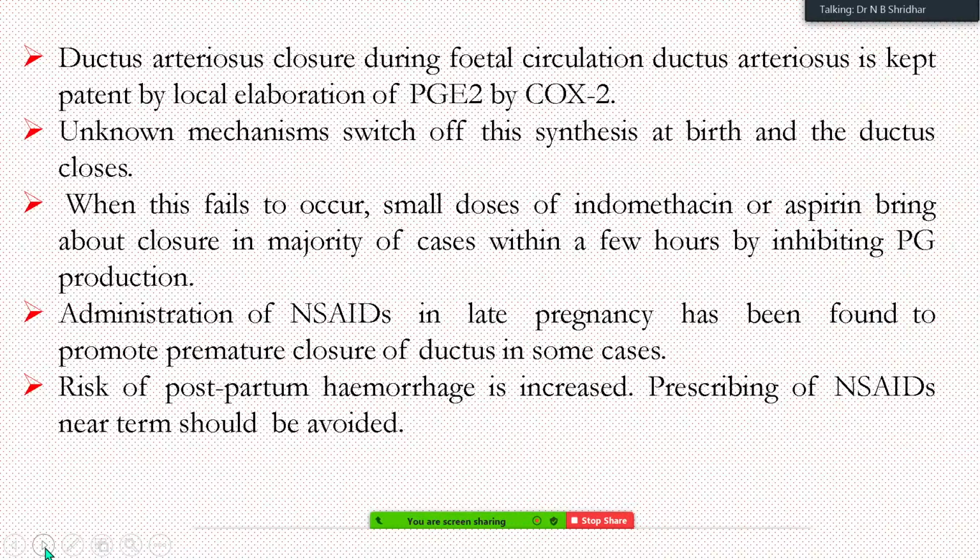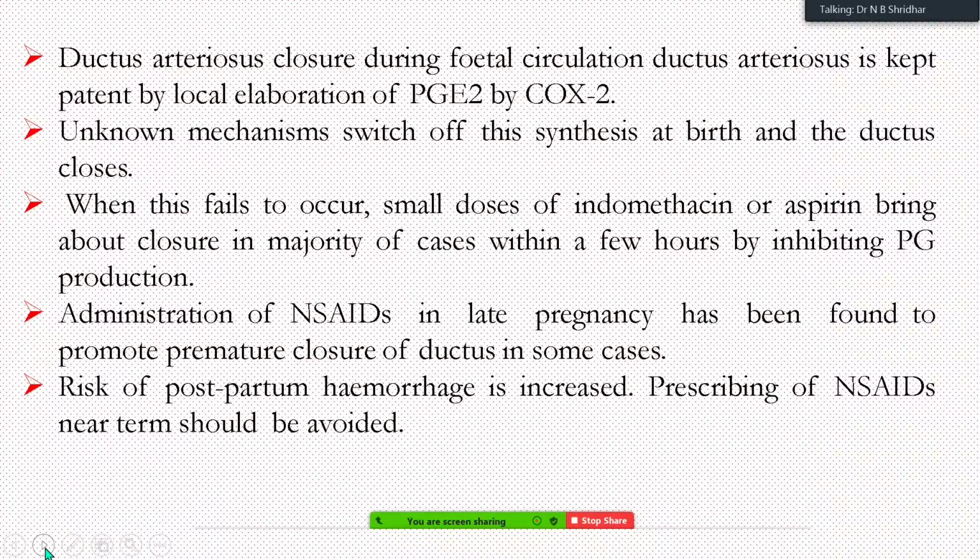And especially in case of the newborn, ductus arteriosus closure during the fetal circulation. Ductus arteriosus is kept patent by local elaboration of PGE2 by the COX-2 enzyme. So, if you use a COX-2 inhibitor, then the ductus arteriosus closure may be hampered. Unknown mechanisms switch off this system at birth and the ductus arteriosus closes. When this fails to occur, small doses of indomethacin or aspirin bring about closure in the majority of the cases within a few hours by inhibiting PG production.